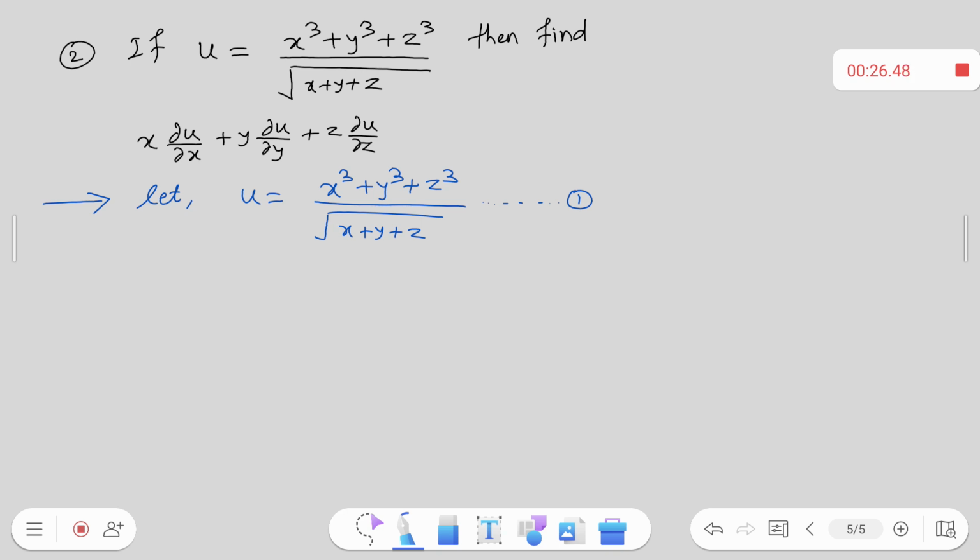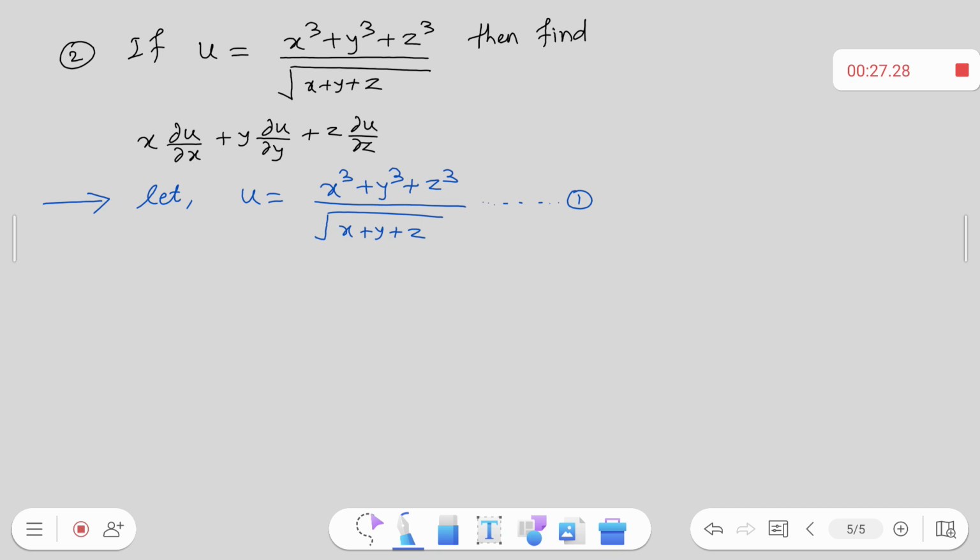So when will we use statement number 3? Statement number 3 is used when the given function is homogeneous. Statement number 4 is used when it is initially not homogeneous. So we have to check whether it is homogeneous or not. What is u? u is x cube plus y cube plus z cube upon root x plus y plus z. So your initial function u is an algebraic function. Which function is it? Algebraic function. This means it is homogeneous. What remains now? The degree.